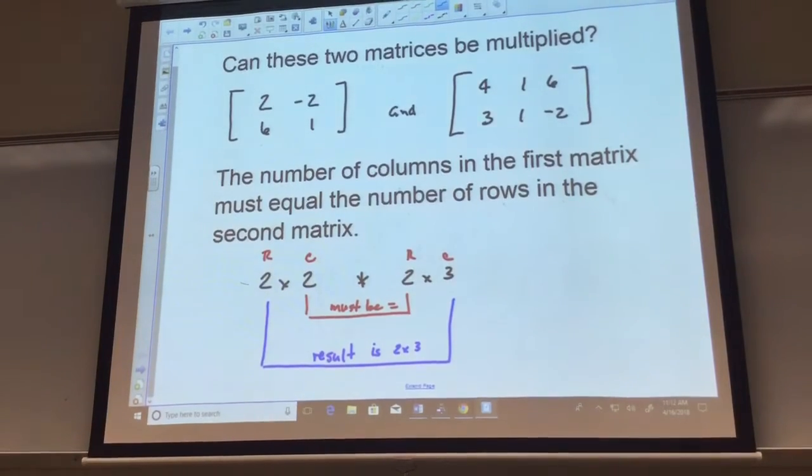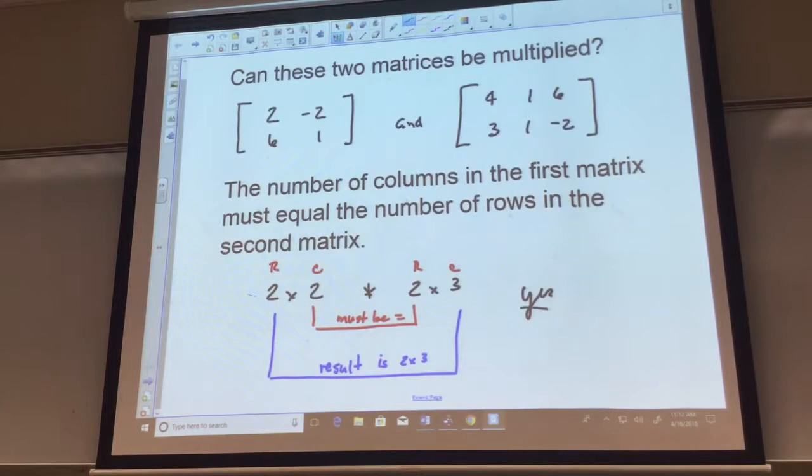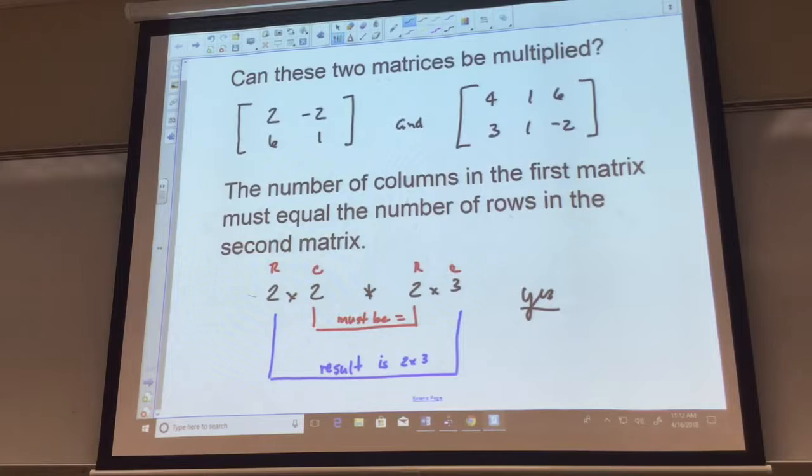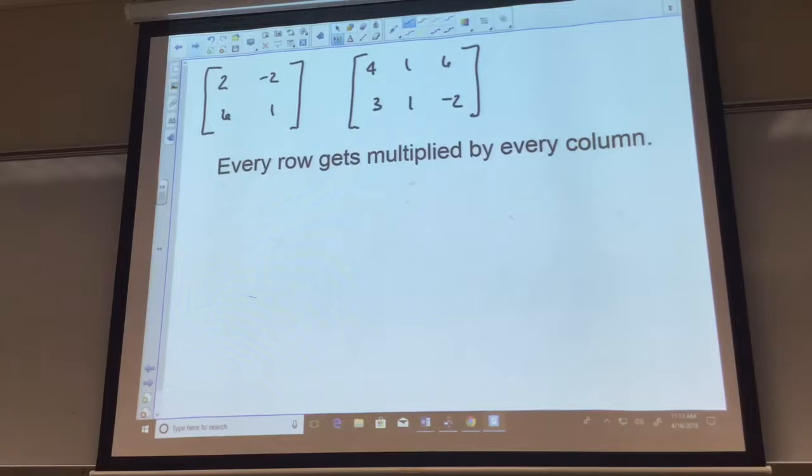Now, if they can be multiplied, and obviously the answer to this was yes, then they would expect us to physically go ahead and do the multiplication problem. So when you multiply, every row in a multiplication problem gets multiplied by every column. And I would suggest strongly that you build yourself a roadmap for these by writing down what it is that you're going to multiply. Real simple. Every row is multiplied by every column.